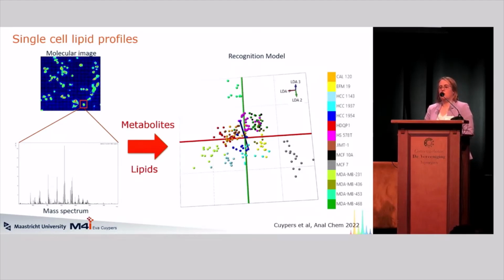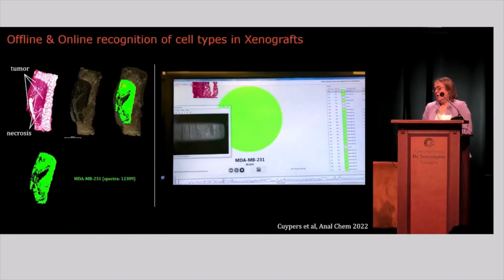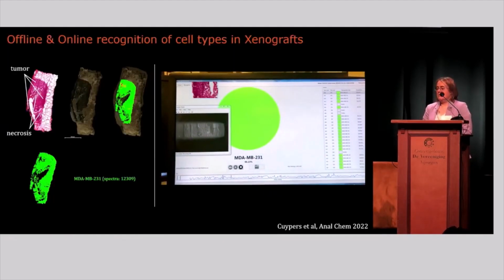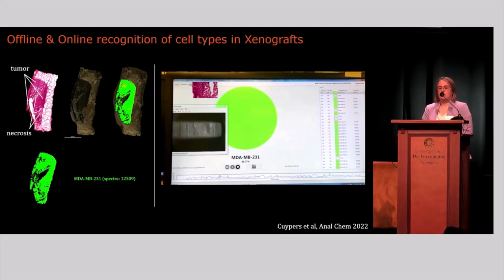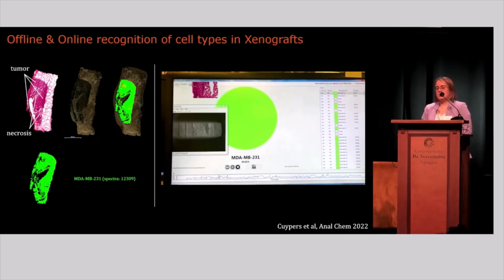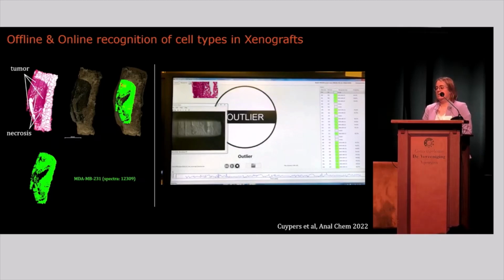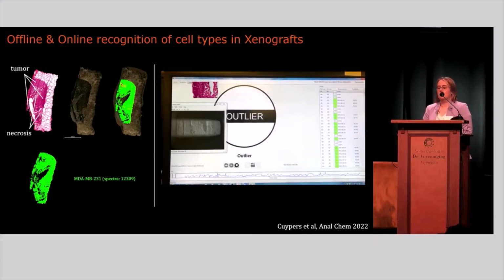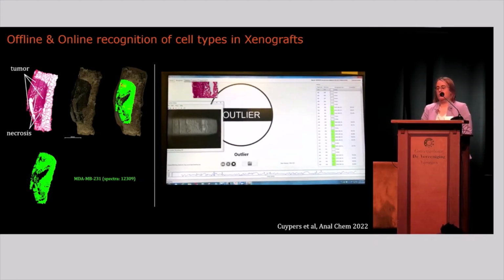Of course, now we wanted to know, can we, based on this recognition model, recognize these cell types also in a patient tissue or in a xenograft tissue? So this is what we basically did. We had breast cancer xenograft from mice. On the left, you see the offline recognition, meaning we had a section and we imaged it, and after the image, we did a cell recognition based on the recognition model, and it identified where the specific cell types for that xenograft were.